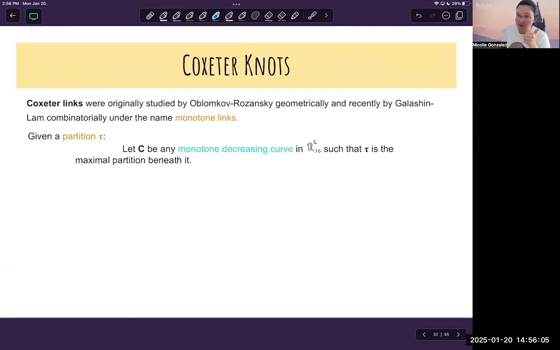So you start, the input is a partition. So remember that a partition is a decreasing sequence of numbers that are non-negative, right? So some tau_1 greater than or equal to tau_2, down to tau_k greater than or equal to 0. So some decreasing sequence of numbers. And then associated to this decreasing sequence of numbers, I want to choose, this is a choice, a monotone decreasing curve, so that this partition that I've selected is the maximal partition beneath it. Let's do an example.